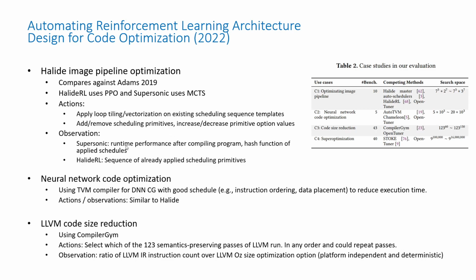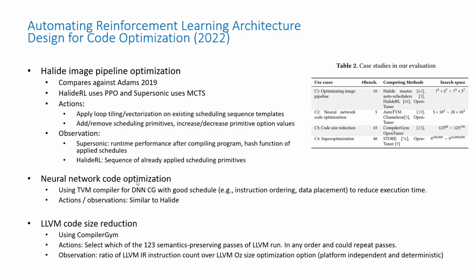For the observation, Supersonic is using the runtime performance after compiling the program, and captures the already applied scheduling primitives as a hash value, as a hash function. And Halide reinforcement learning is also getting the sequence of applied scheduling primitives, but not as a hash, and it doesn't seem to use the runtime performance. That's weird. And okay, so that's for Halide.